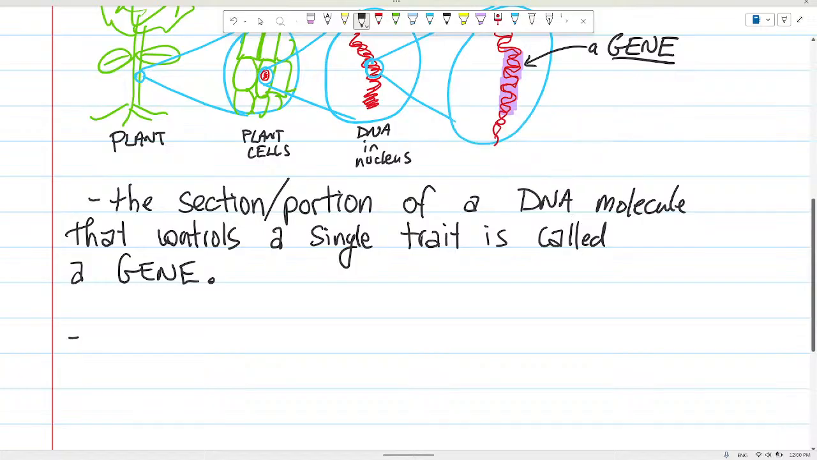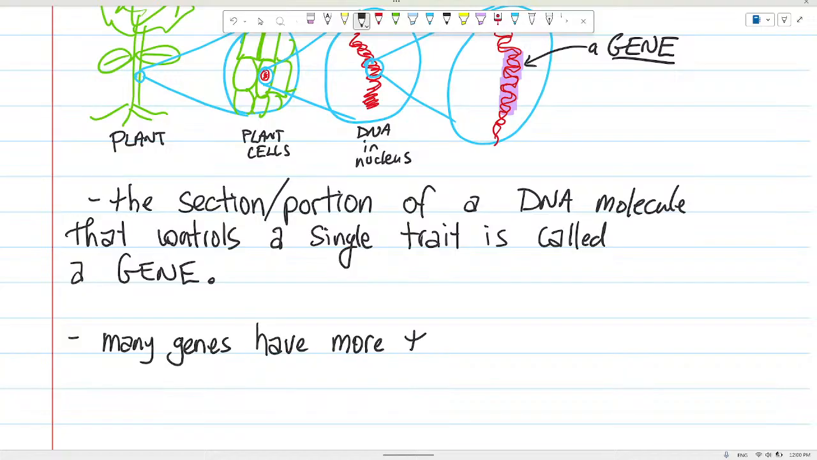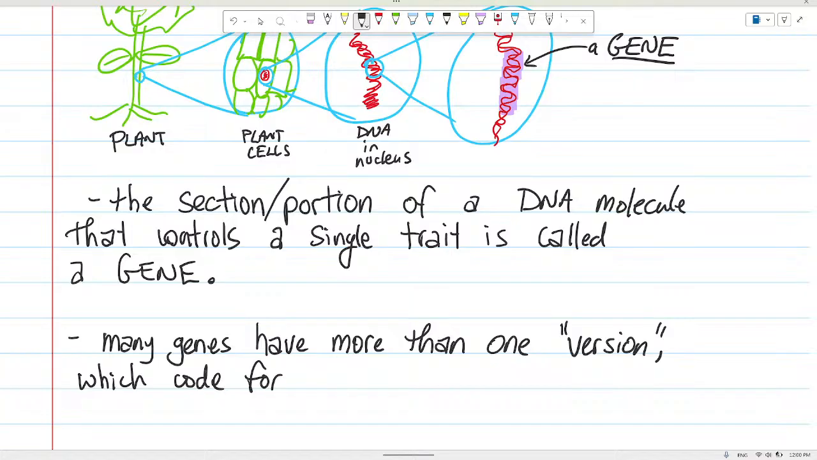And then we want to say this. Many genes have more than one version, which code for variations of that trait. Does that say controls? DNA molecule that controls? Yes. Okay.